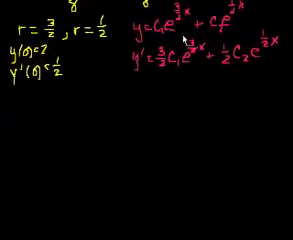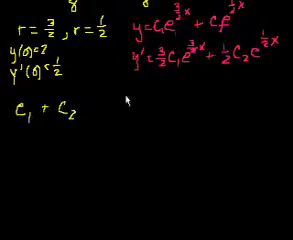So y of 0. What happens when you substitute x is equal to 0 here? You get c1 times e to the 0 essentially, so that's just 1, plus c2 times e to the 0 again, because x is 0. So this is when x is equal to 0. What is y? Y of 0 is equal to 2.